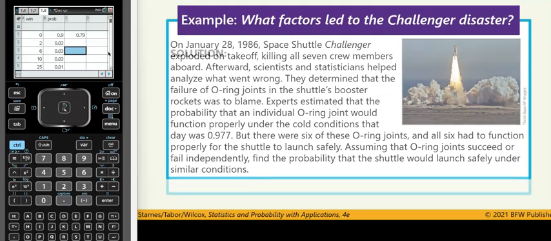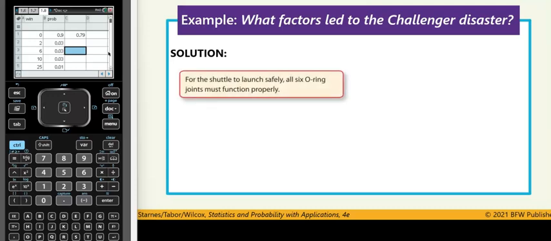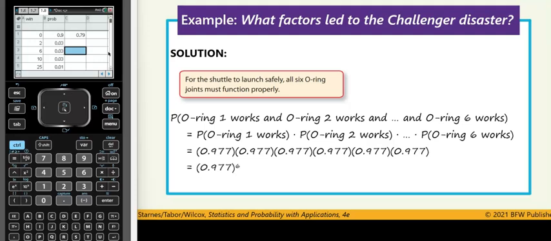So that's 97.7% chance of living. That's not too bad, right? But if you have 6 of them, what do we have to do with those? You're going to multiply all those probabilities together. So 0.977 to the 6th power. Well, that's only 87% chance. So they didn't know those O-rings were going to fail at that rate.